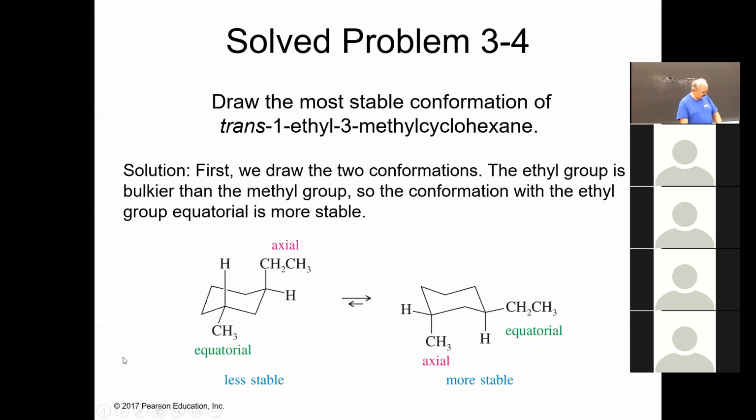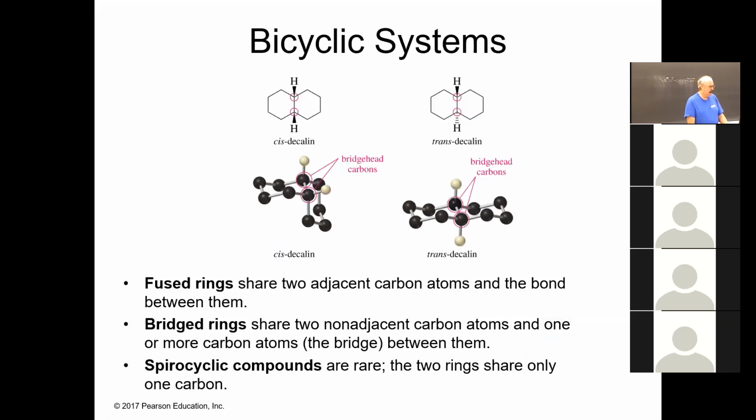Okay, here we have a methyl and an ethyl. The form that's favored is where the ethyl would be equatorial, since it's a larger group. Okay, and then be able to name and recognize bicyclic and spiro systems.